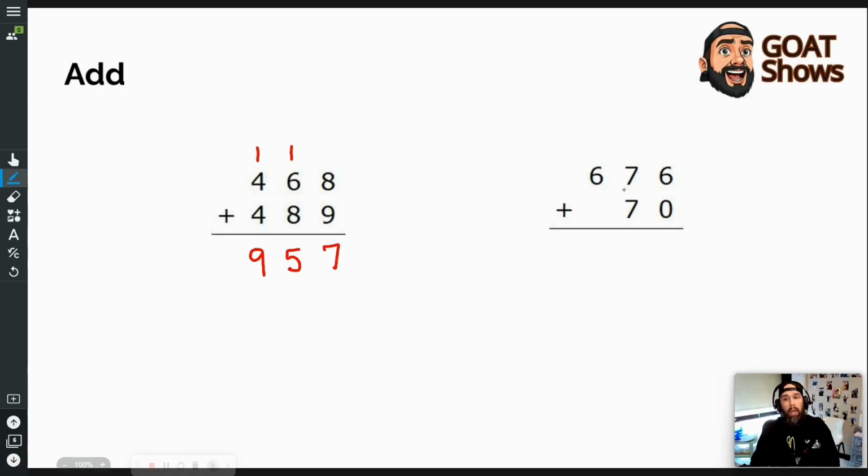Okay, let's do it again. 676 plus 70. Start all the way to the right. 6 plus 0 is 6.